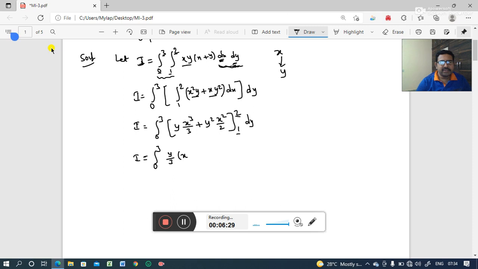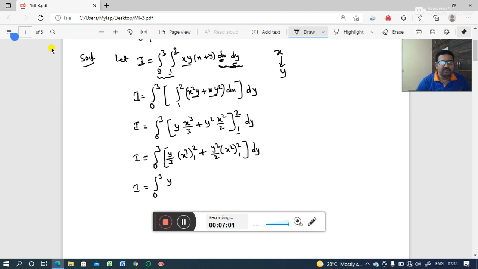So within the bracket you write x cube, limits are from 1 to 2, plus in the second term your constant is y square by 2 and the x term is x square. So x square will get the limits 1 to 2. Okay, so you close this bracket into dy. Now in the next step let us apply the limits, integral 0 to 3.